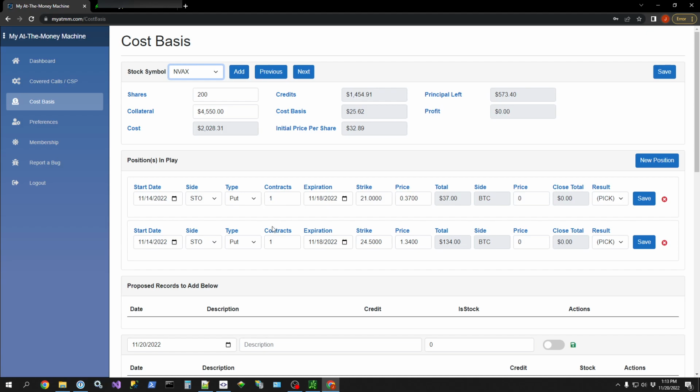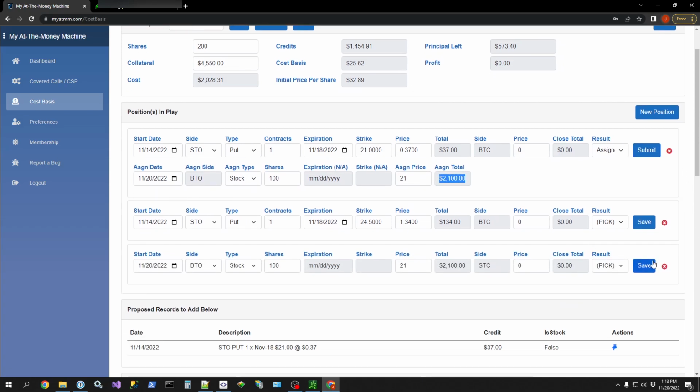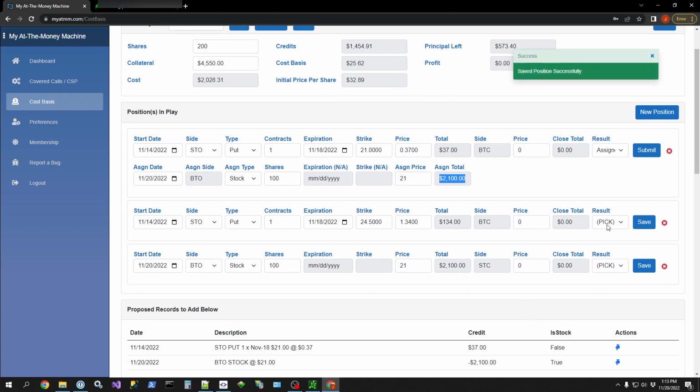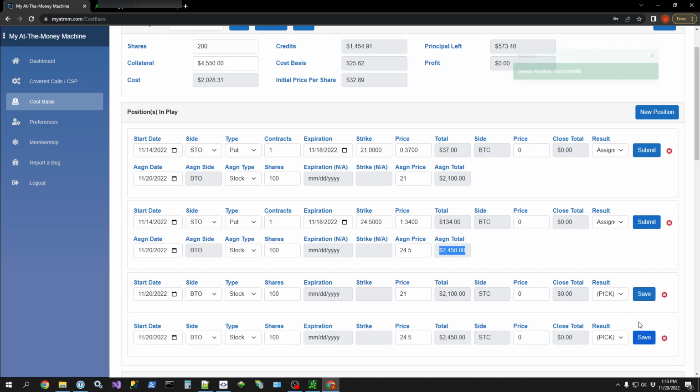So anyway, okay, so these two contracts did not expire. They actually got assigned. Both of them got assigned. It dropped like $5 this week, so that's kind of crazy. So this got assigned. 100 shares, 21 assignment price. Click save on that to get that record to show up down there. We're going to go ahead and click assign on this one. Stock 100. It was assigned at 24.50. All right. And again, click save to get the record to show up.